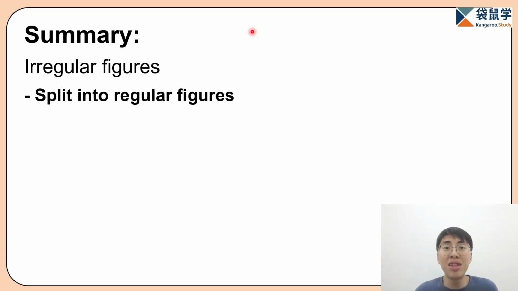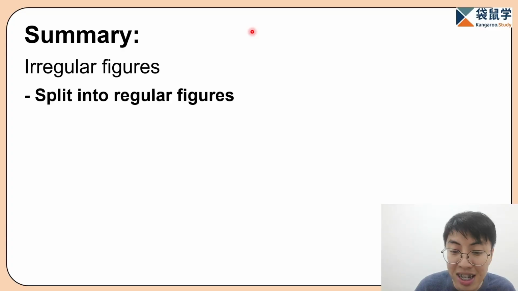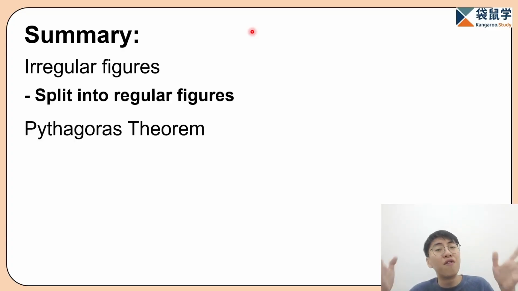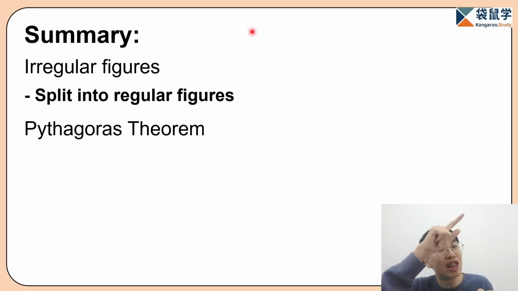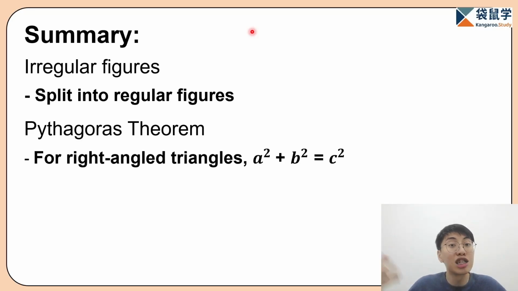Now, aside from that, what else? We also learn about our Pythagoras theorem, where I know for right angled triangle, the two sides squared added up together is equal to the longest side squared. And that is all that we have for our challenging question today. That was from our exploration class selection test.